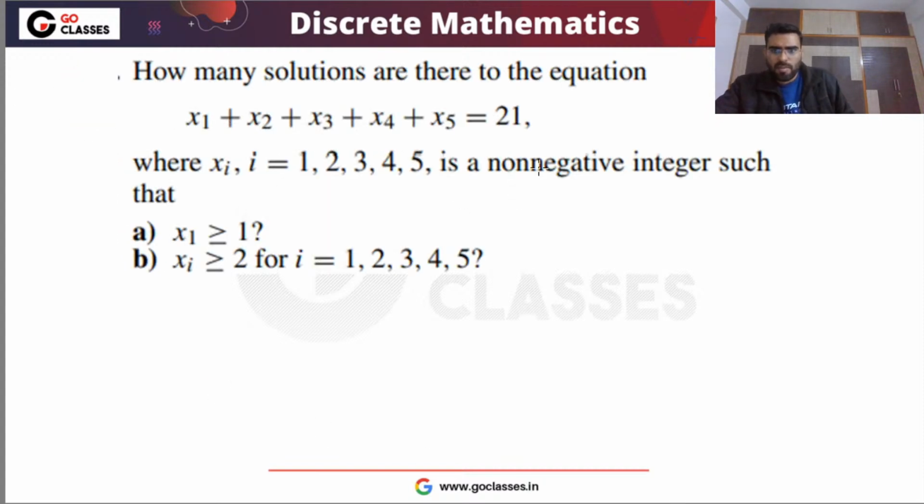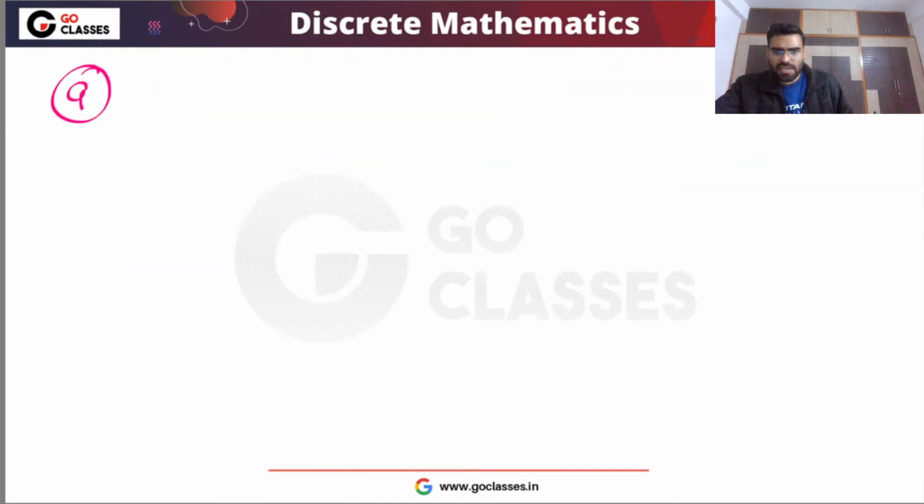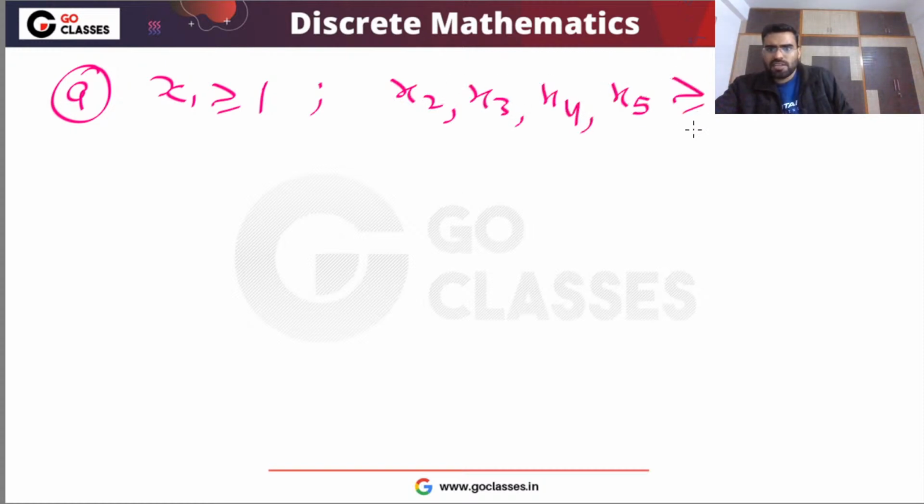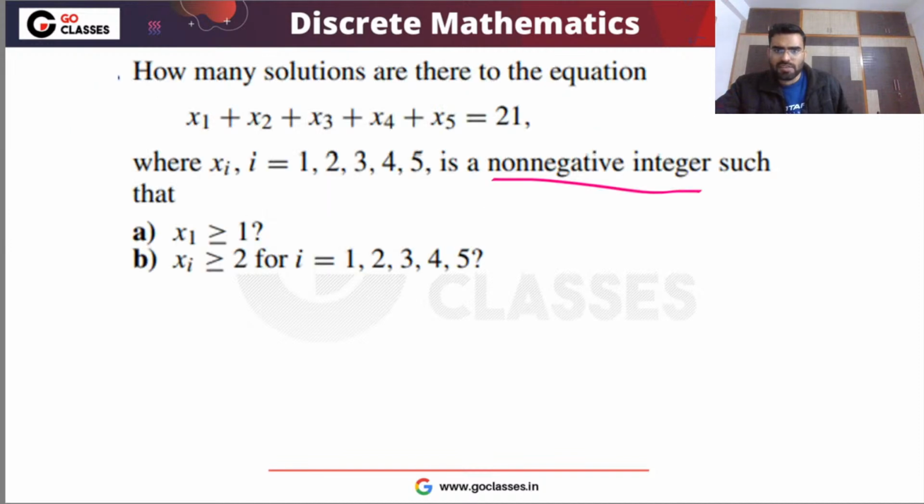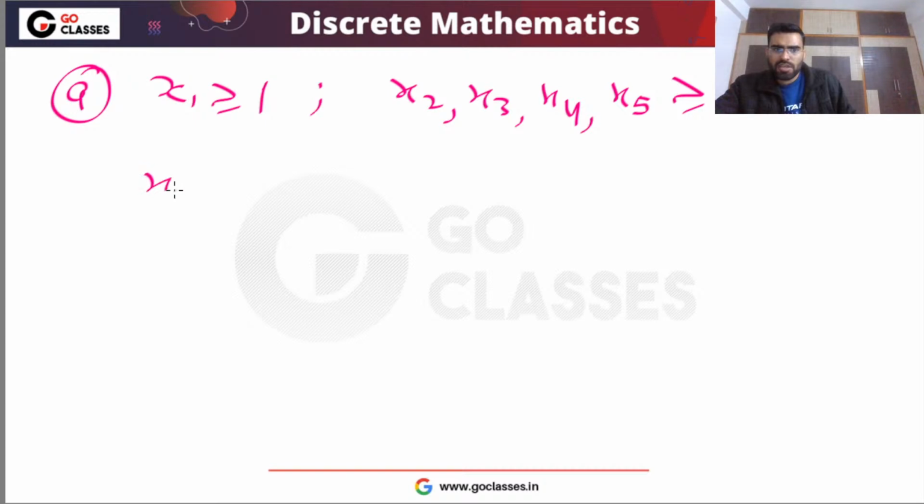Option A is saying, remember, non-negative integers, but option A says x1 is greater than or equal to 1, and x2, x3, x4, x5 are greater than or equal to 0. So in this situation, the answer is very simple: give 1 to x1. If you directly give 1 to x1, then this is going to happen.